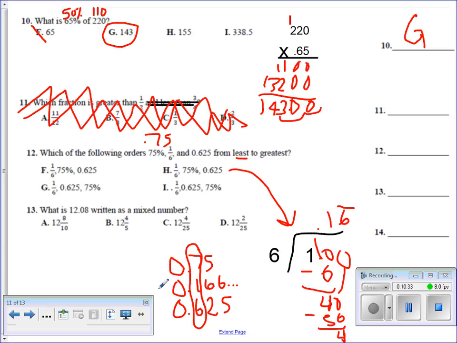So which one's the smallest one? It's this number right here, which converts back to 1/6. So right now, looking at my choices, 1/6 is first. But the next place value, my 0.625, is next, because 6/10 is smaller than 7/10. So looking at my choices, choice G and I are the same. So I would have accepted either choice G or I. Okay.